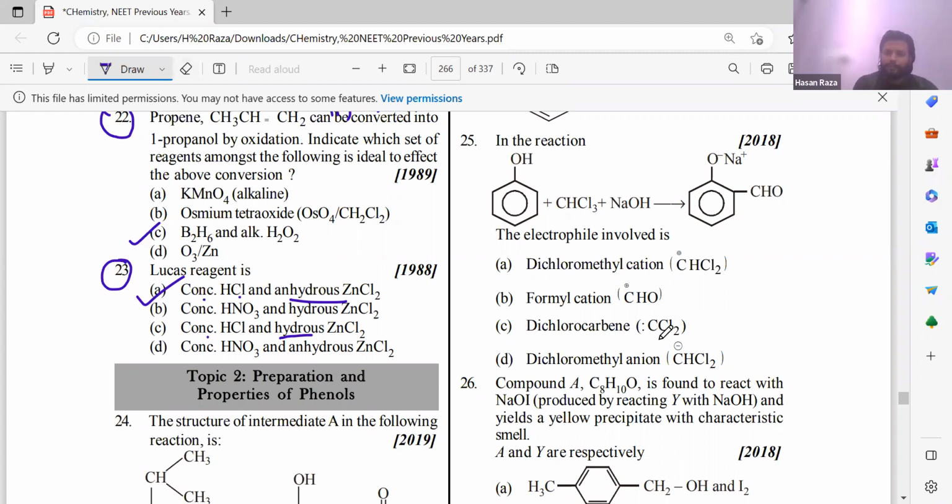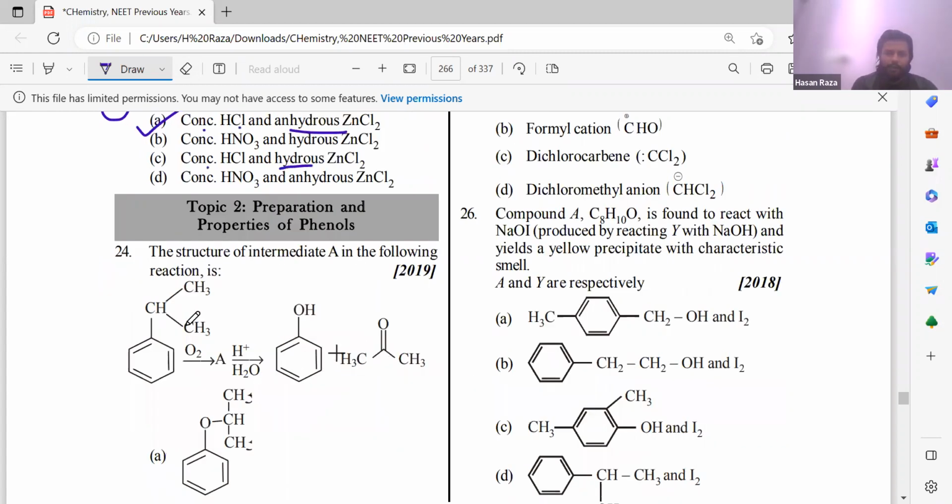Okay. Now go for question number 24. I'm not going to show you the option. You are going to tell me the A part. What is it? As I already told you, there is a question from the preparation of phenol from cumene, and they ask you the intermediate.